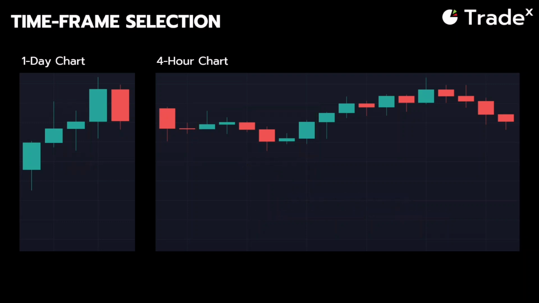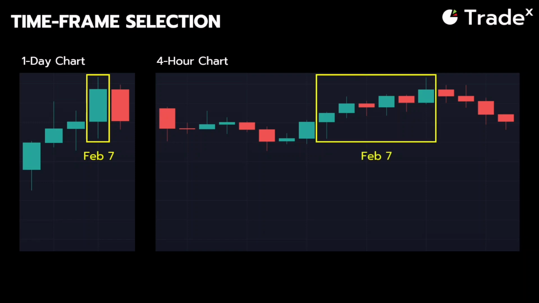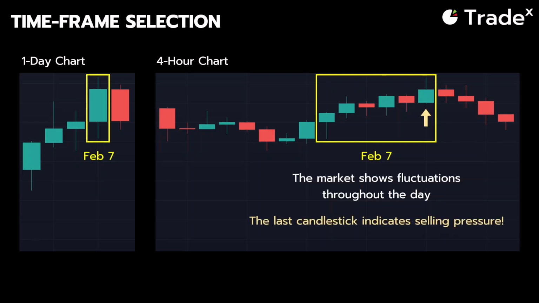On February 7th, the single candlestick on the 1-day chart shows a strong upward movement. However, if we expand this to the 4-hour chart, a different story emerges. The market fluctuates throughout the day, and the last candlestick shows weakness through a long upper wick. This indicates selling pressure at the end of the day, which pushes the price down on the following day. This market behavior can only be observed in the lower time frame chart.